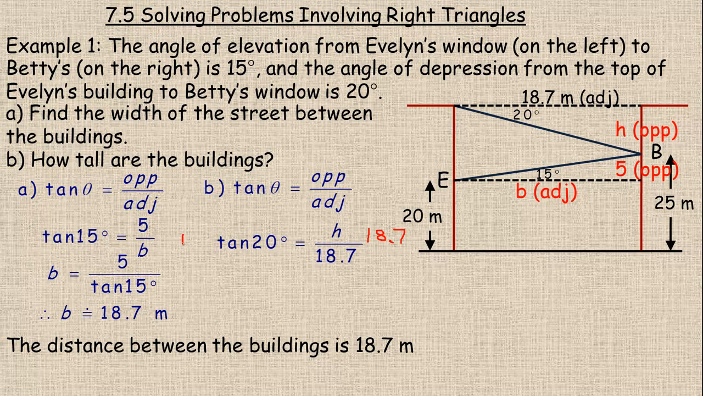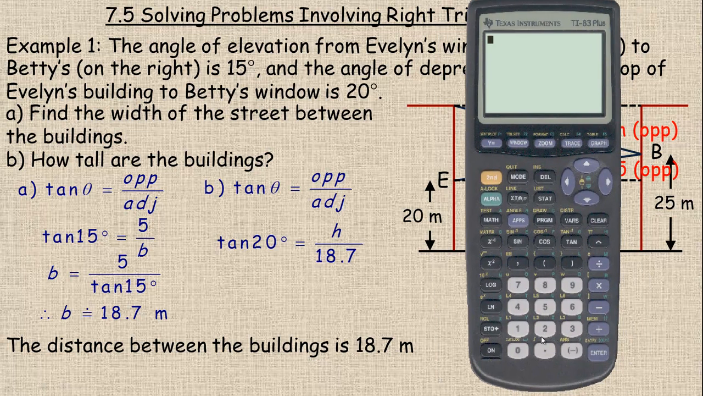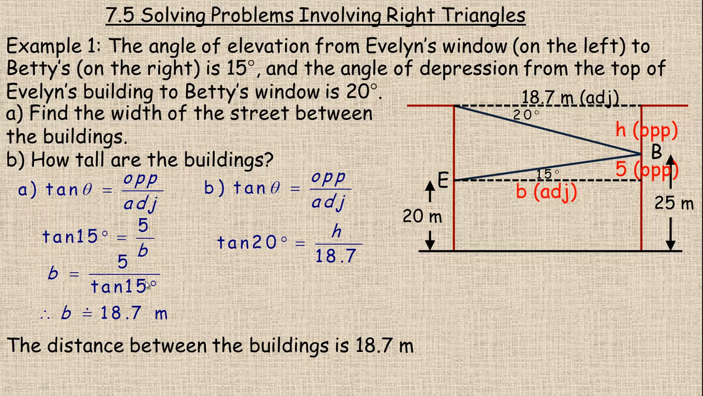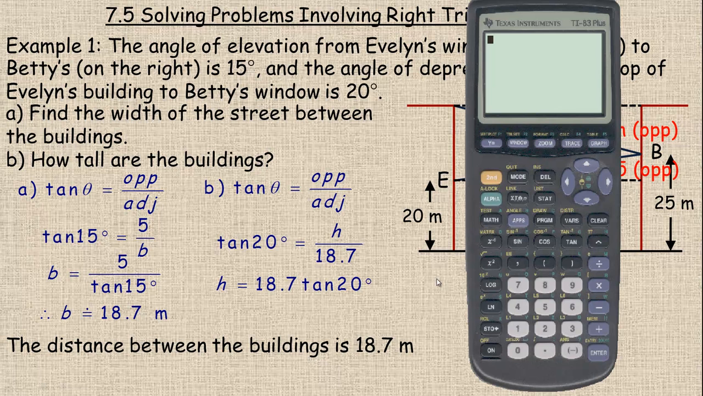So 18.7 on this side, same over here. The purpose of that is so that these divide out, and I now have H isolated on the right. It's equal to 18.7 times the tan of 20 degrees. And so that calculation would look like this. So we would multiply 18.7 by the tan of 20 degrees, and we get about 6.8.